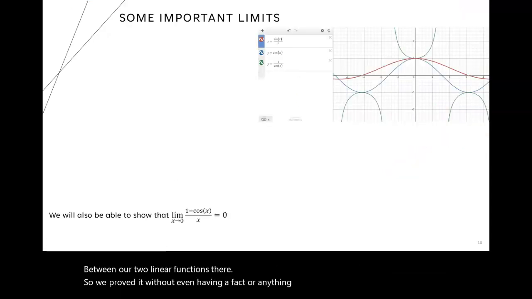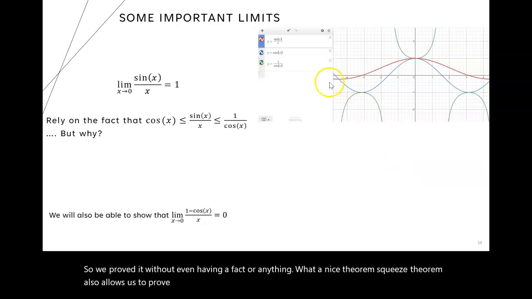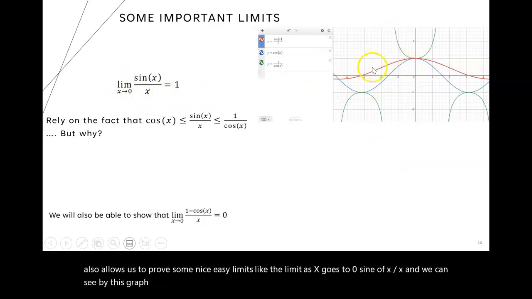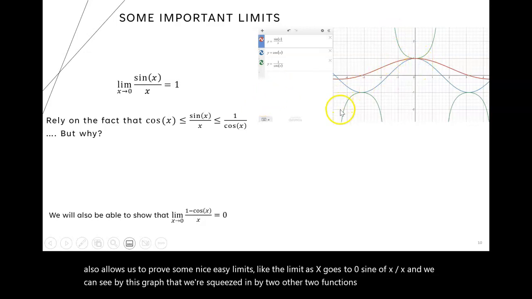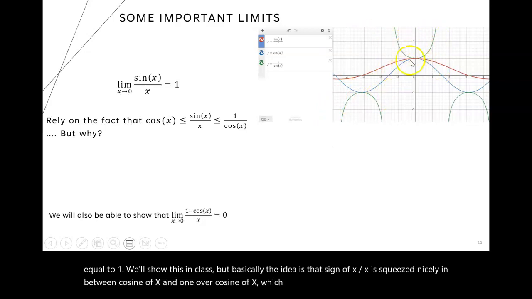What a nice theorem. The squeeze theorem also allows us to prove some nice, easy limits, like the limit as x goes to 0 of sine of x over x. And we can see by this graph that we're squeezed in by two functions to make that limit equal to 1. We'll show this in class, but basically the idea is that sine of x over x is squeezed nicely in between cosine of x and 1 over cosine of x, which we knew to be the secant of x function. We'll show that later on.